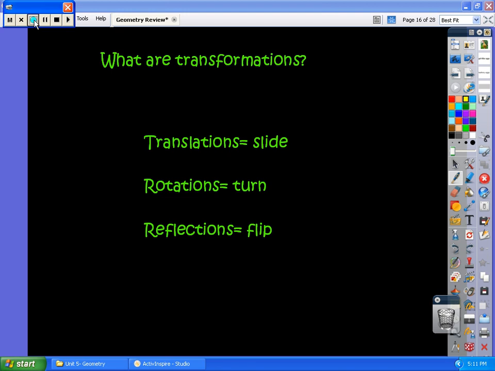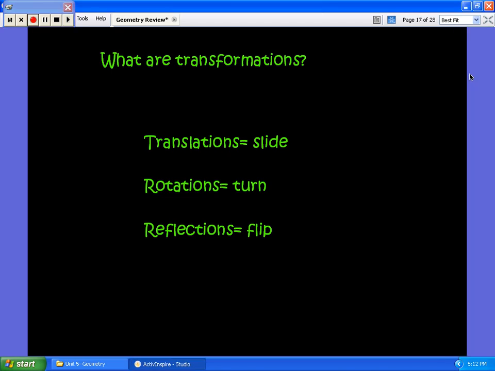Translation is the same thing as a slide. I know y'all remember me sliding across the floor. A rotation is the same thing as a turn. And a reflection is the same thing as a flip. I always think about a mirror. You see your reflection in the mirror, and it's yourself looking back at you. Okay? So you let that help you to remember what these 3 things are.